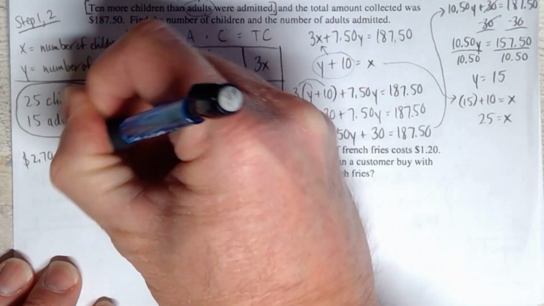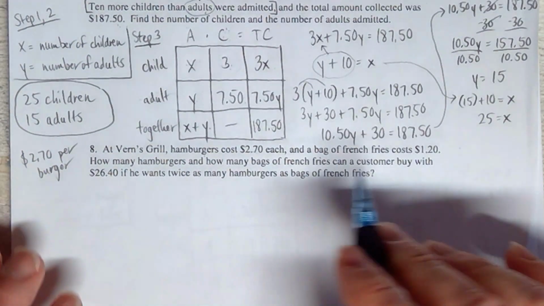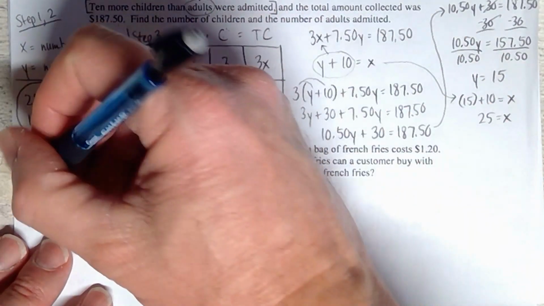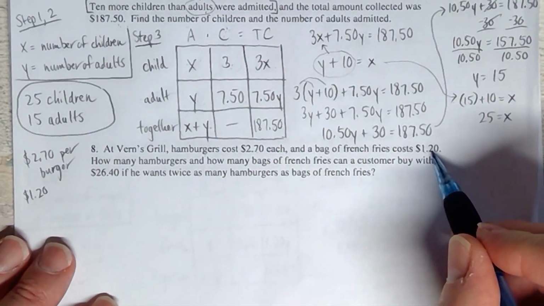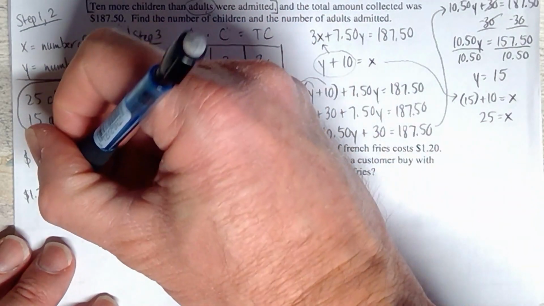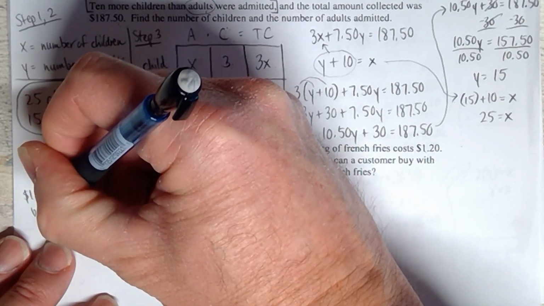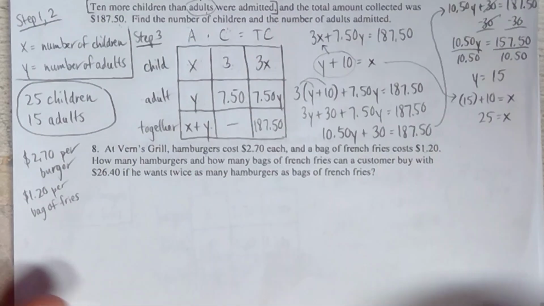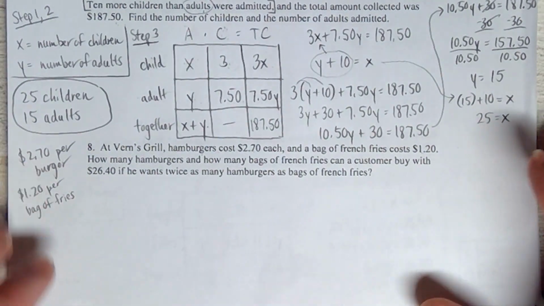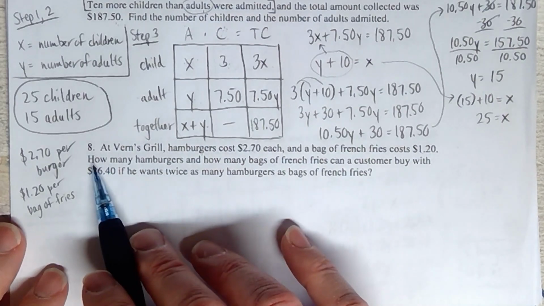$2.70 per burger. Okay. Bag of fries costs $1.20. Okay. That means it's $1.20 per bag of fries. So again, we have 2 different things with a cost per attached to them that somebody is going to buy together as all one purchase. And you'll see that right here in the next sentence.